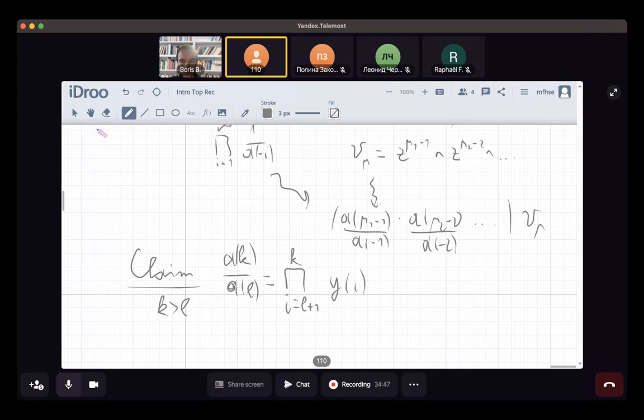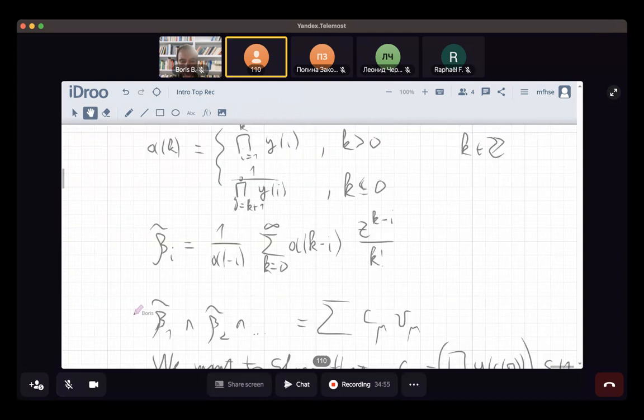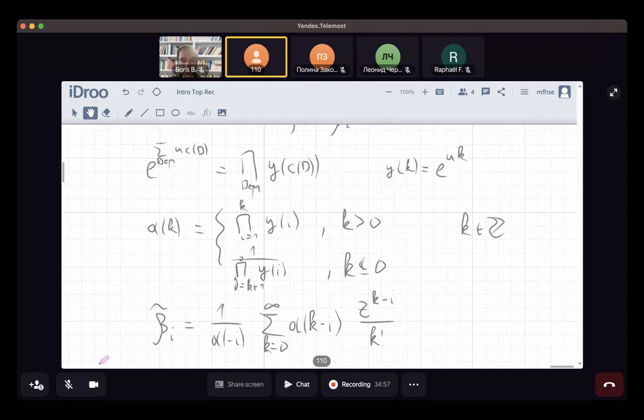Yes, thank you. Is it correct? Now let's go back to our definition of A and see this. So our definition of A is this. It's clear that even if some of them are negative, this still works due to this definition, right?